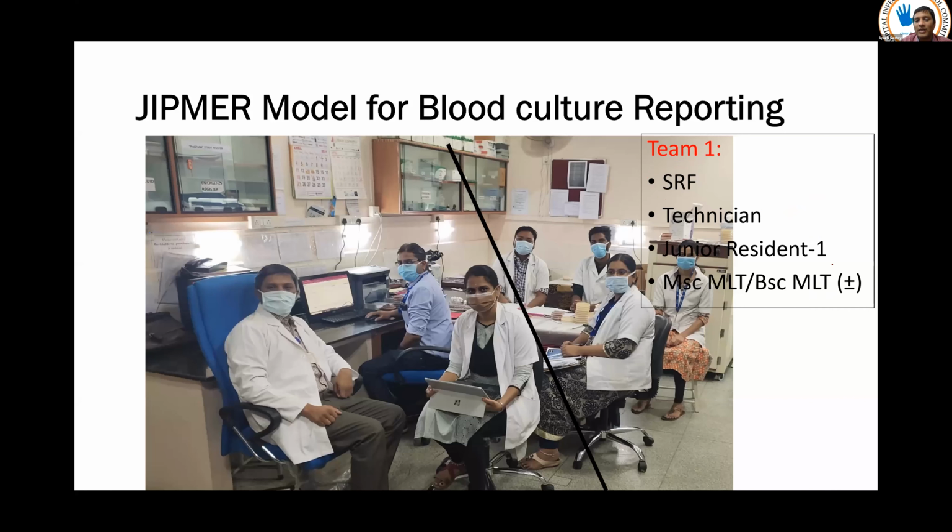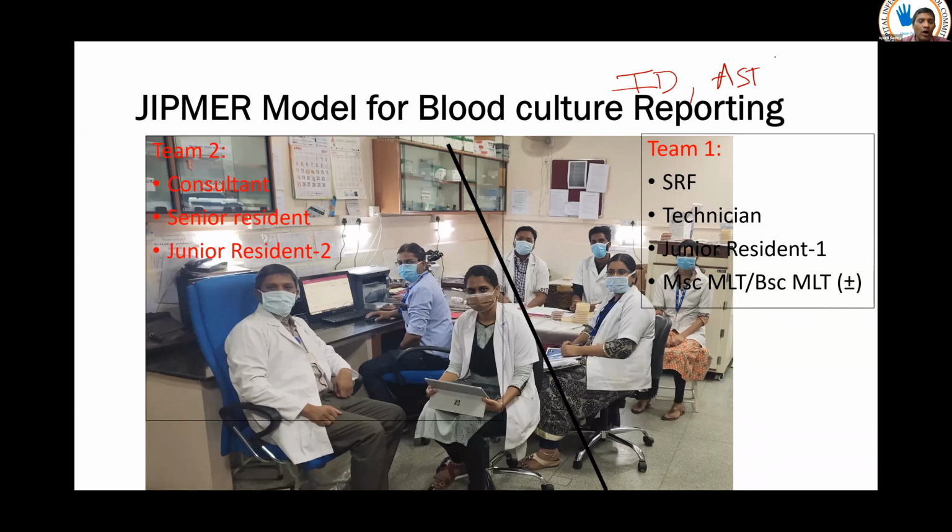The role of team one is they will verify the plates and they will keep ID and AST ready. They will note down the zone diameters, and also do all the basic level of technical work. So ID and AST are generated by team one.